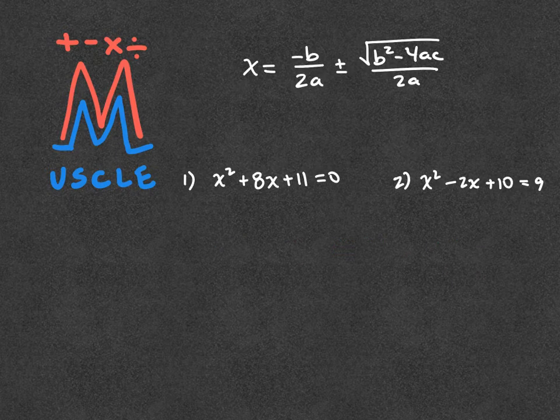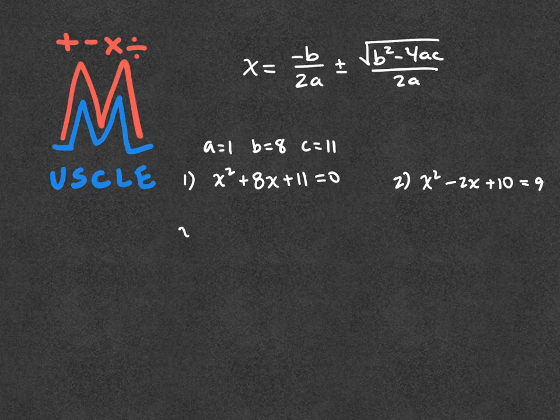All right, so let's look at number 1. Number 1 looks like we've got a equal to 1, b equal to 8, c equal to 11, and our equation is equal to 0. So we're ready to use the quadratic formula. Let me write these out. A equals 1, b equals 8, c equals 11.